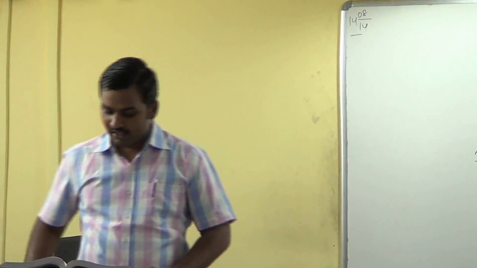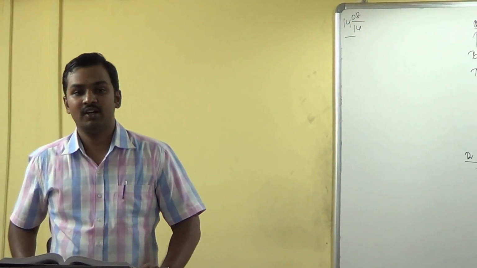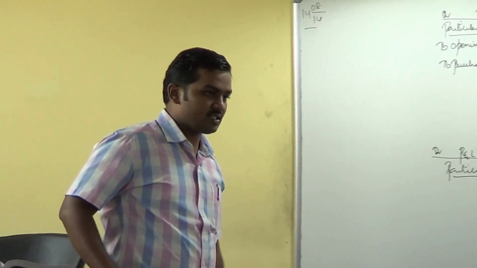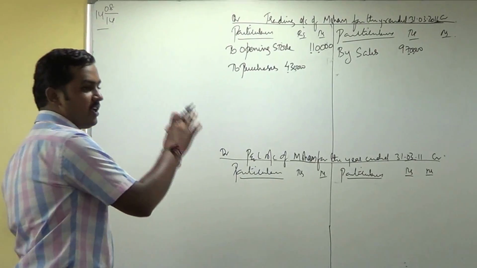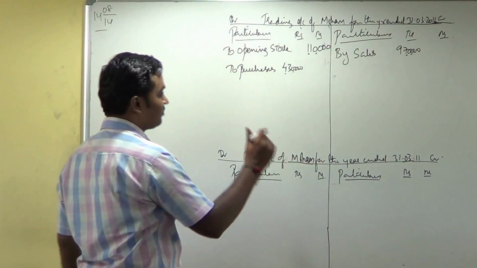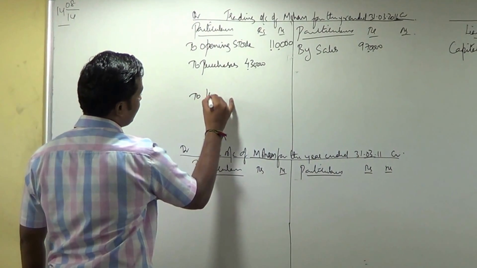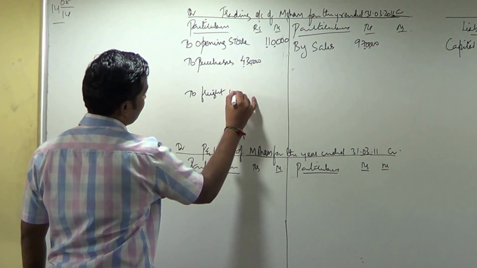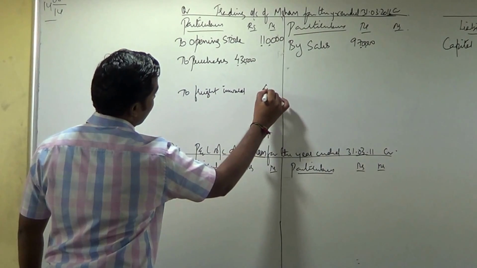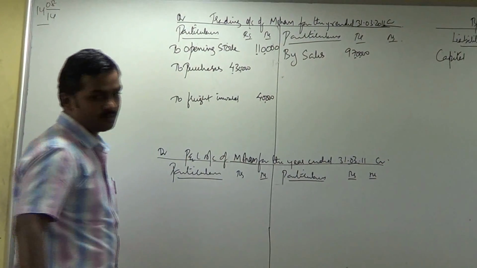Next. Freight inward, how much is it? 40,000. Freight inward is a direct expense. We debit it to the trading account and close freight inward account. So leave some space here for purchase returns. Then you write freight inward. How much? 40,000 rupees.